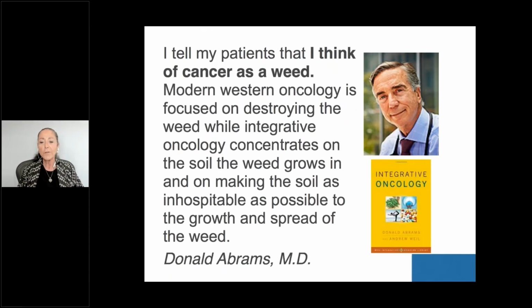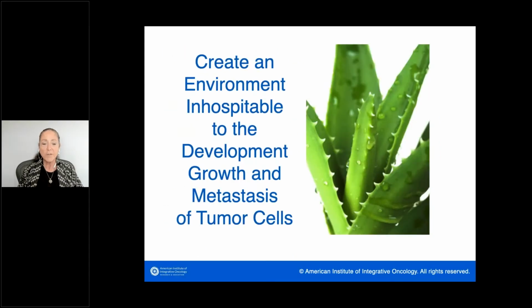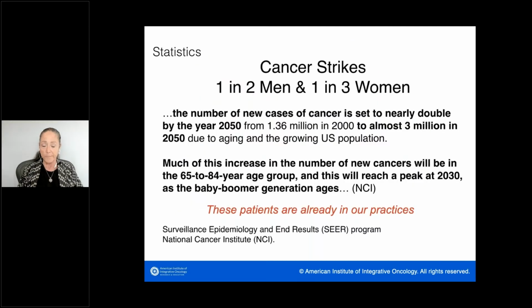A wonderful, now retired integrative oncologist, Don Abrams, has this lovely way of saying it: I tell my patients I think of cancer as a weed. Modern oncology is focused on destroying the weed, while integrative oncology concentrates on the soil the weed grows in, and on making the soil as inhospitable as possible to the growth and spread of the weed. That's what we're talking about here today. We want to create an environment that's inhospitable, not permissive, to the development, growth and metastasis of tumor cells.